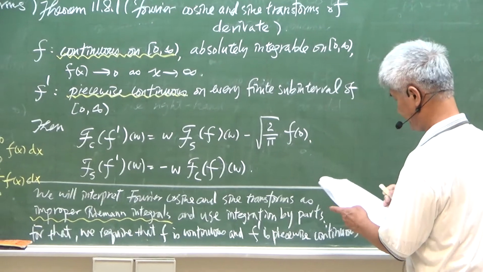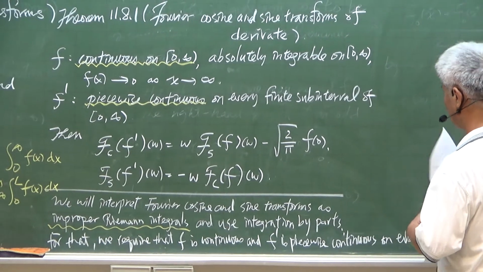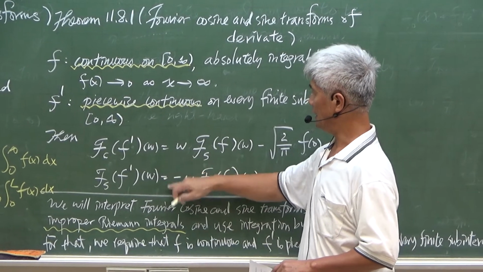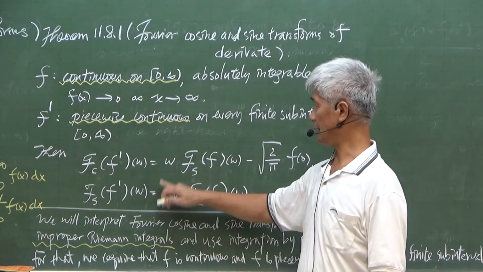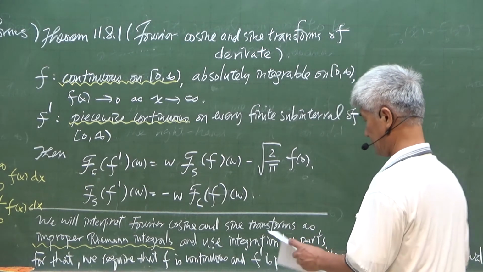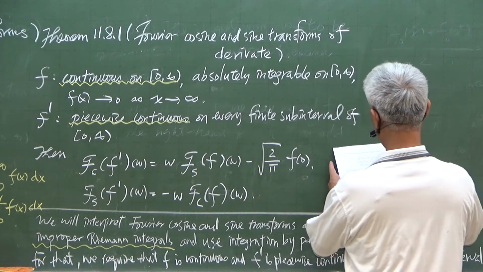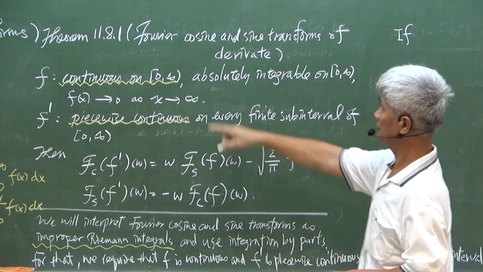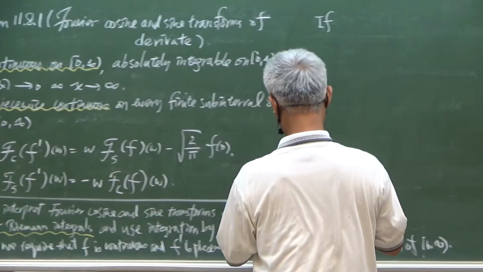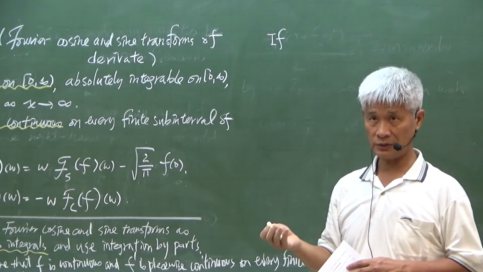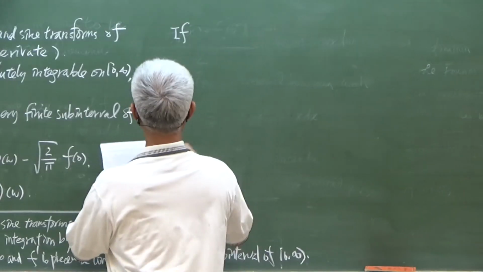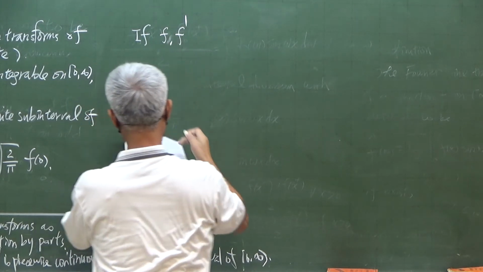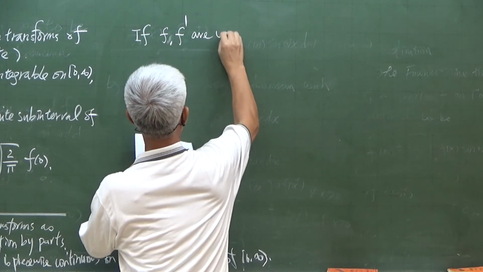Okay, so you have to see a difference between these two formulas. Now, to apply the theorem further to the second derivative, of course we can apply it to the second derivative, but we require f and f prime to be continuous.